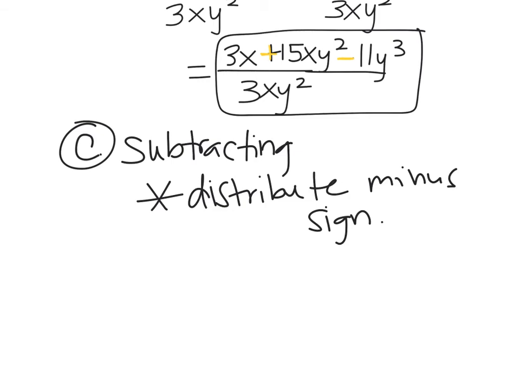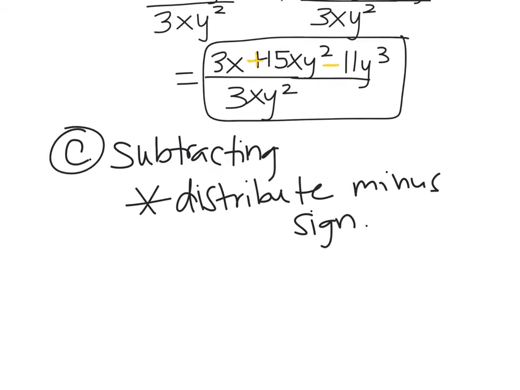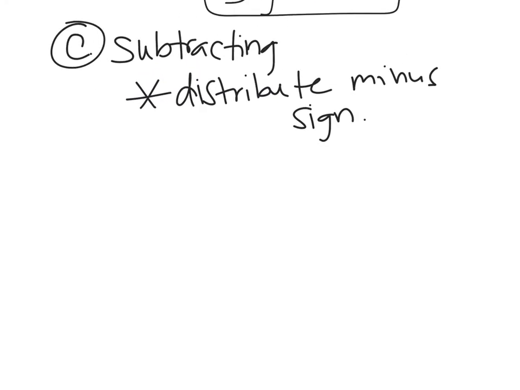Distribute the minus sign. Okay? So if I told you to subtract 3x plus 4, it would be negative 3x minus 4. You have to distribute. All right, so let's do some. You ready? Number 7.